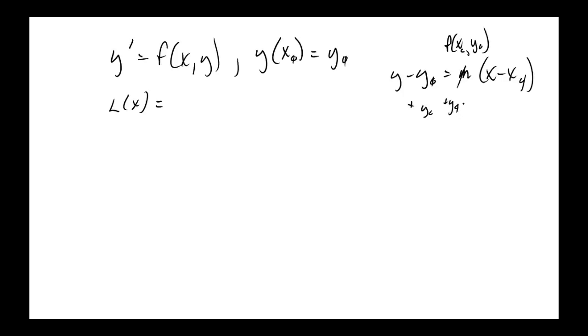So the linearization becomes y0 plus f of x0, y0 times x minus x0. I know that looks messy, but that's... L of x is y. Yeah, your L of x is y. That's your linearization, your approximation of what y is, your linear approximation of what y is. Okay? So that's how we proceed with this. Okay? Now that's going to be the equation we live with for a while.